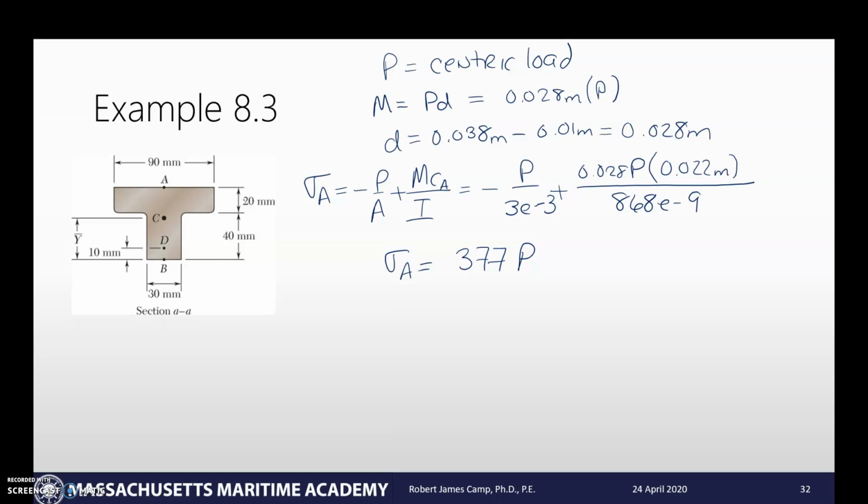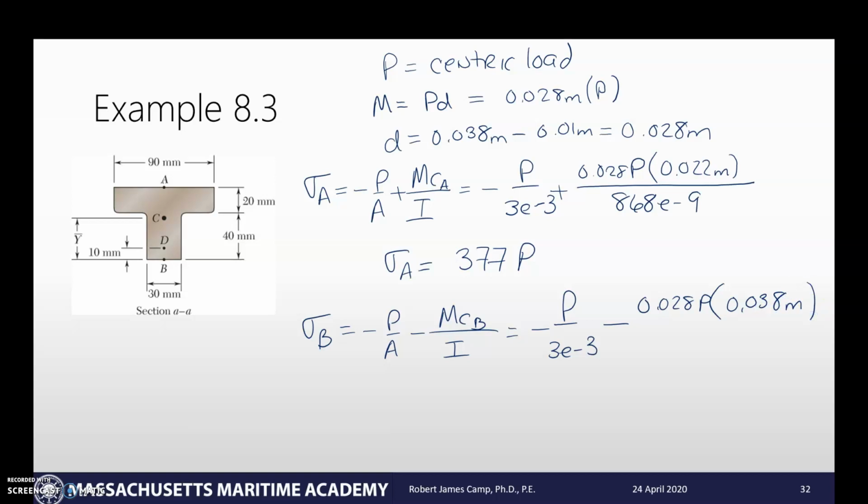Sorry, let's look at our stress at B. The stress at B is going to be our compressive stress: negative P over A, minus M c_B over I. Once again, we're just going to plug all of our numbers in and end up with an expression in terms of P: 0.028P times c_B, which is 0.038 meter.